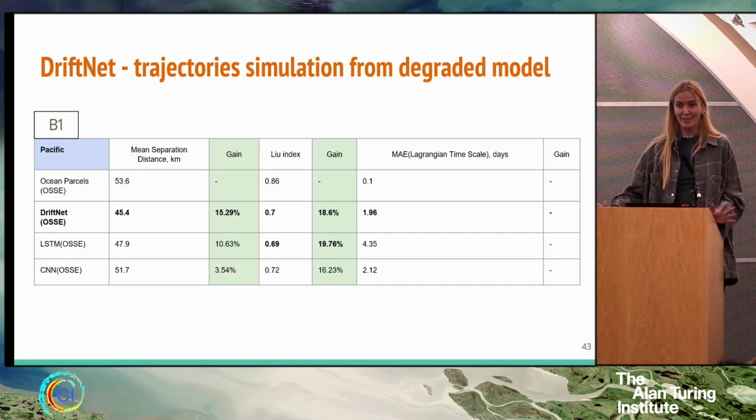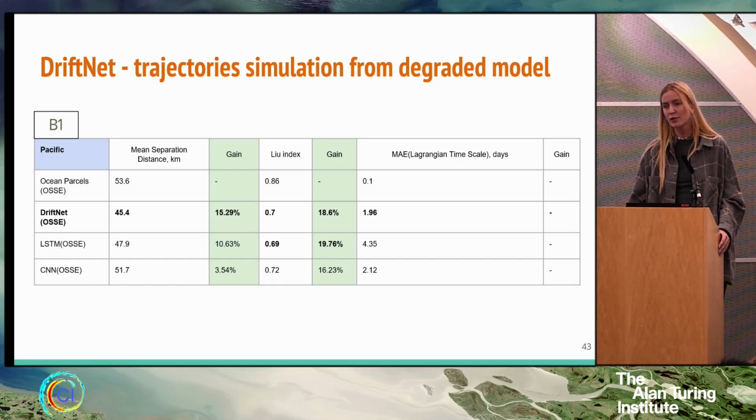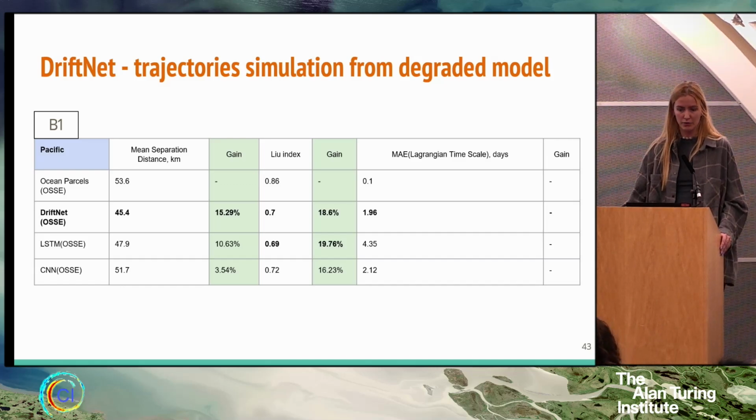But in the real use case, we do not have access to the fully observed ocean, right? So what we want to do is to see if I give my model the degraded ocean circulation model, the OSSC, whether DriftNet would still be able to accurately reproduce trajectories.